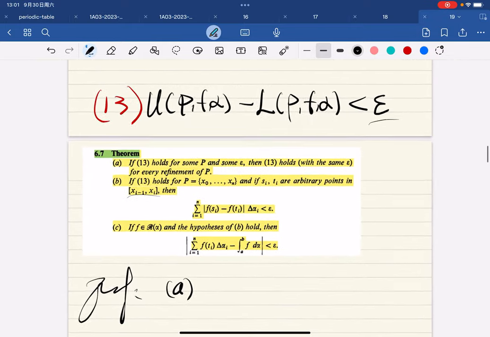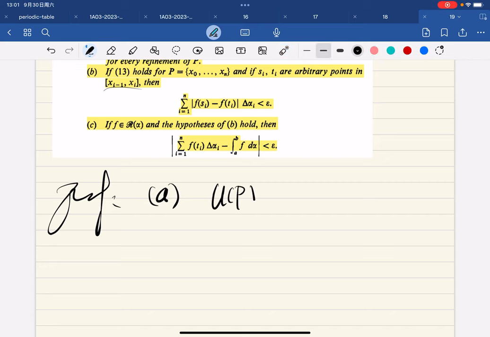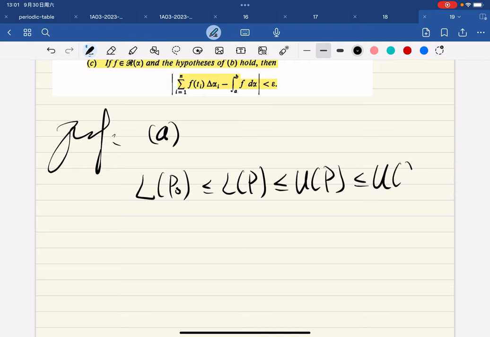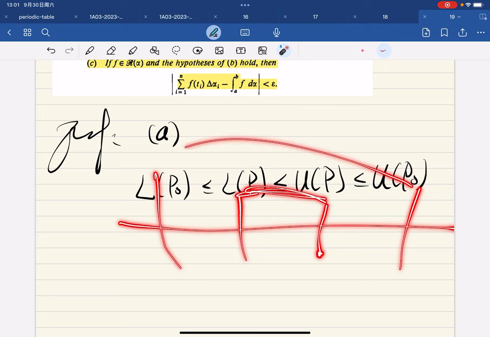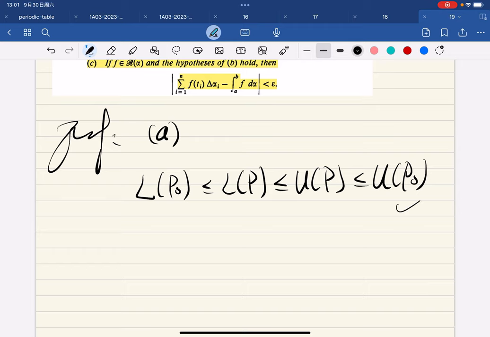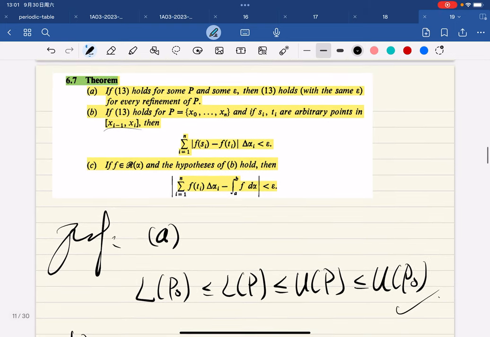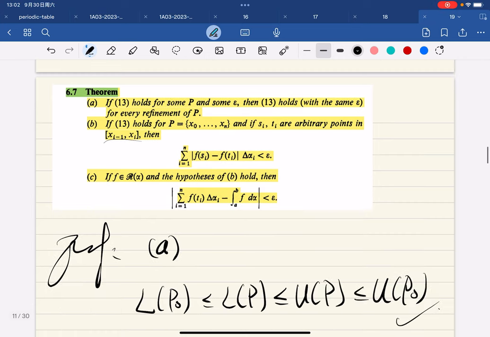So for part A, part A is trivial because we start from lower. Suppose it holds for P naught, and P is finer than this. Again, you have these two points, the distance between them is less than epsilon. So part A, we're good, for any refinement. And if this holds for P and if si, ti are arbitrary points, then this holds.